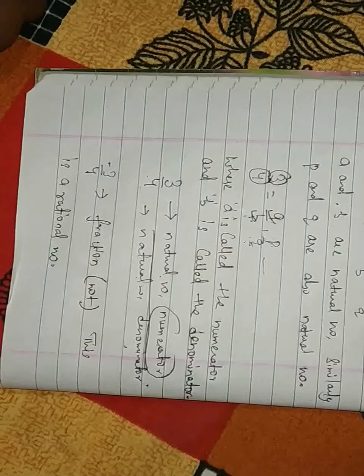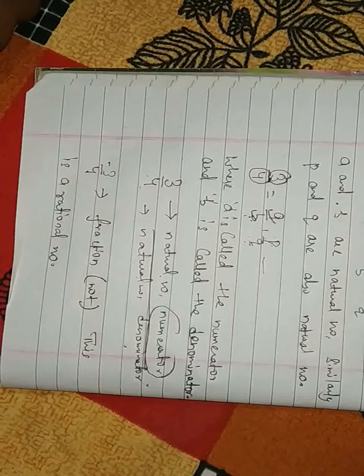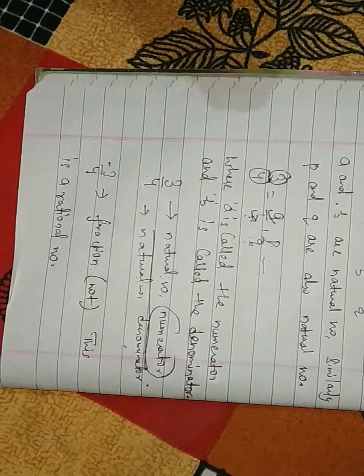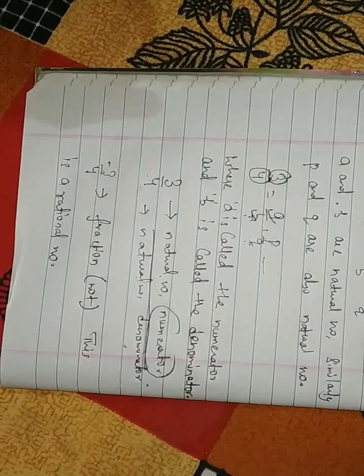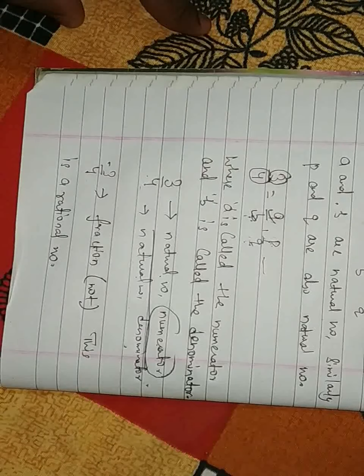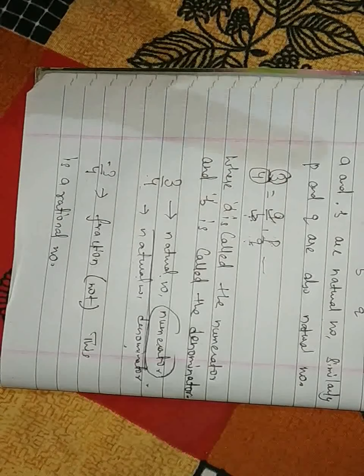A fraction is a part of a whole in which the upper part, that is a, is called the numerator, and the lower part, that is b, is called the denominator. It cannot be negative. Why can a fraction not be negative? A fraction cannot be negative because it is a part of a whole.